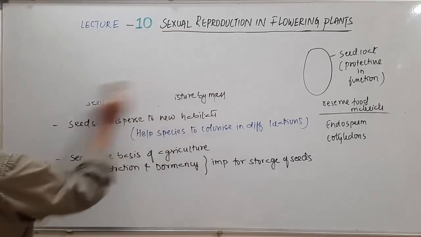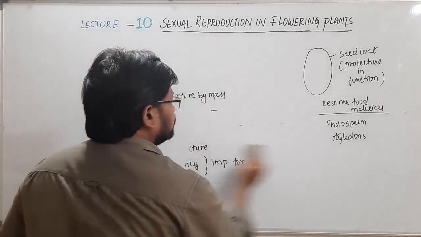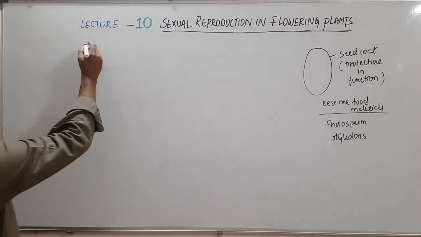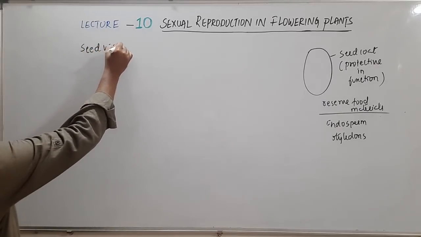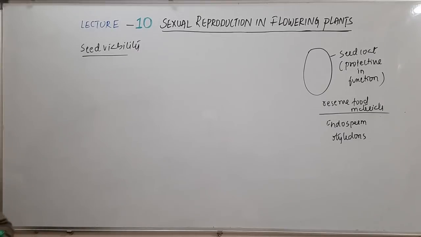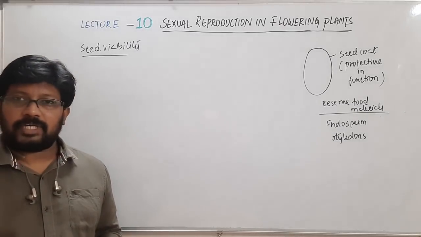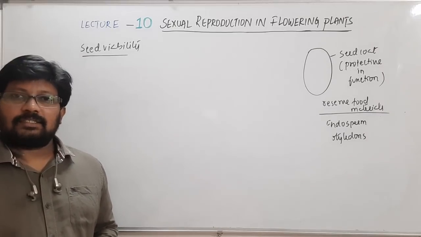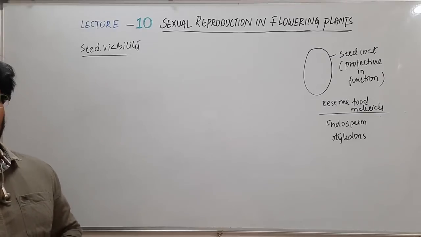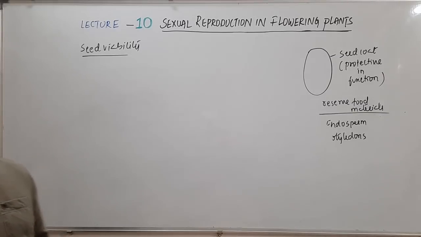Now let's see seed viability, which means how long the seeds will be in a state of activity, I mean active, which means the seed is able to germinate. After the seed is released, how much time it requires to germinate while it is in the active state, that's what we call seed viability.